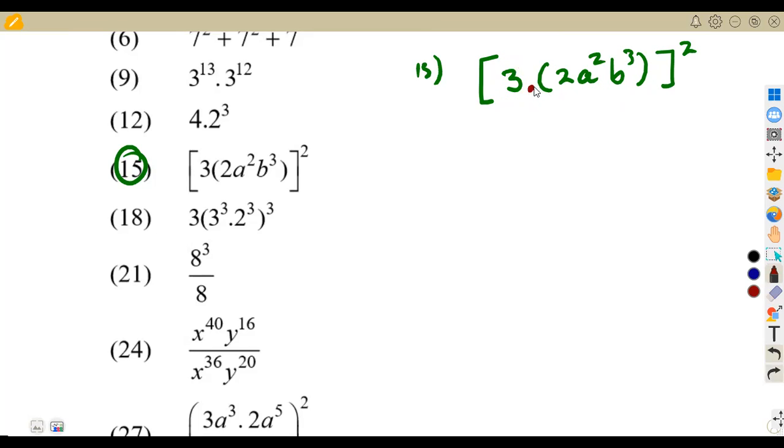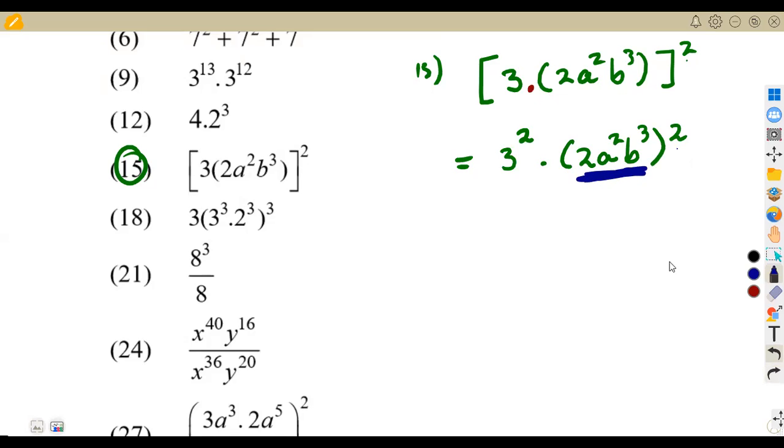So first, consider these two that you can properly see. This is how we can remove the bigger bracket, the outer bracket. The exponent outside affects everything inside. So it's going to be 3 to the exponent of 2, and the bracket also, 2a squared b to the exponent of 3, everything to the exponent of 2. Here I'm back again to the same concept, where this exponent is going to affect everything inside of the bracket.